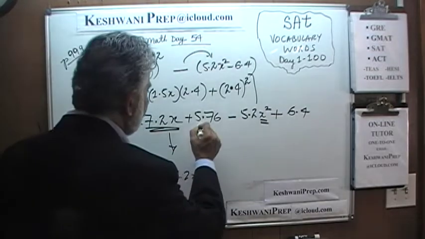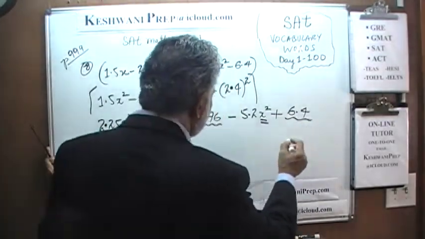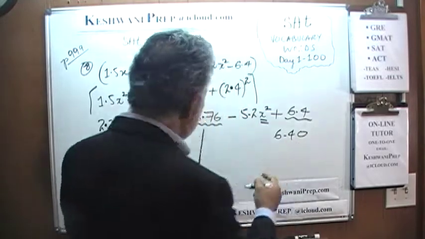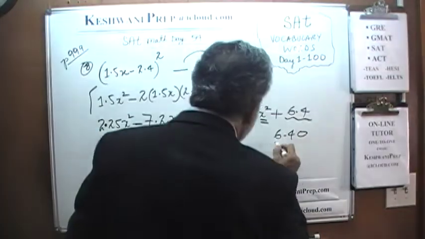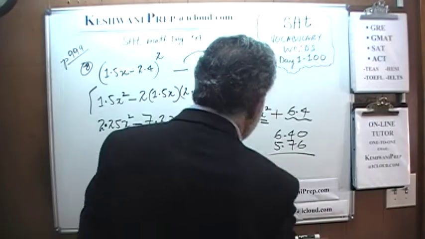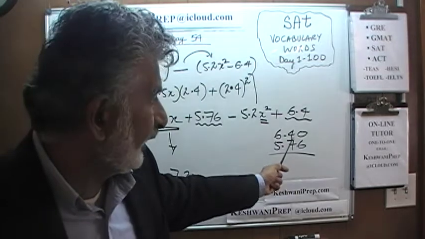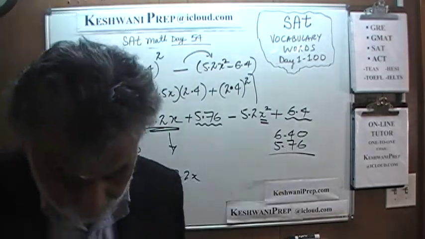And now we have to figure out these two guys, this guy and this guy. Let's do it here. 6.4, again put a 0 so that you don't mess it up. 5.76. And as a matter of fact, what I'm doing right now, if I were taking the exam myself, I wouldn't waste my time with it. It's going to be 12 something. There is only one answer choice.